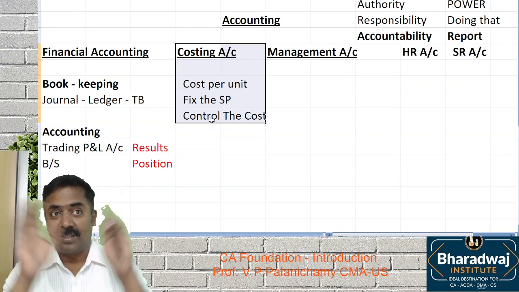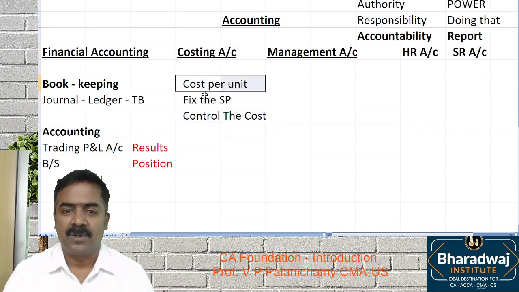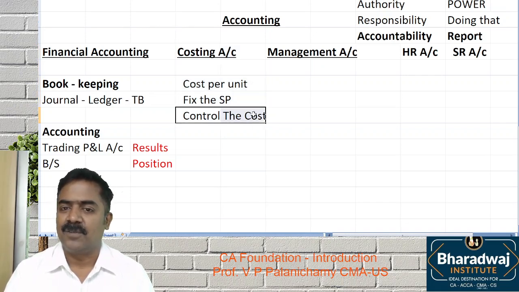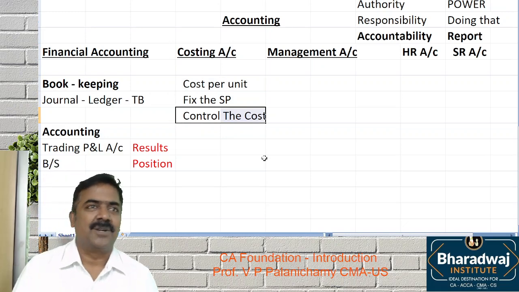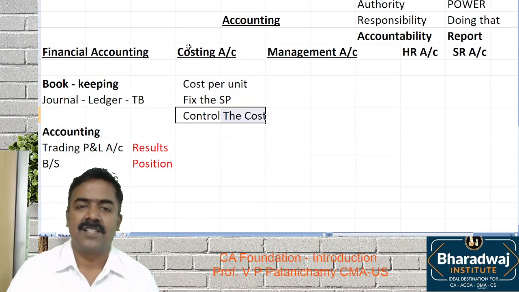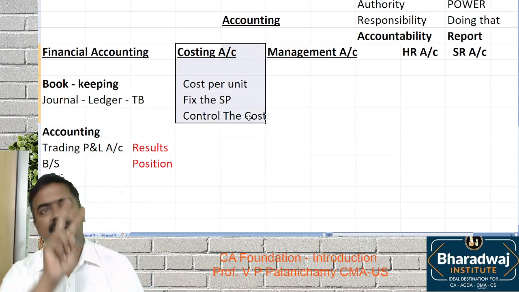I'm not telling about the Chinese glory and all. I'm telling about, look at the cost per unit, look at fixing the selling price, look at which one? Controlling the cost. So, cost control comes from different places. That is the job of which accountant? Cost accountant. How to do it? You will learn at your intermediate group 2.